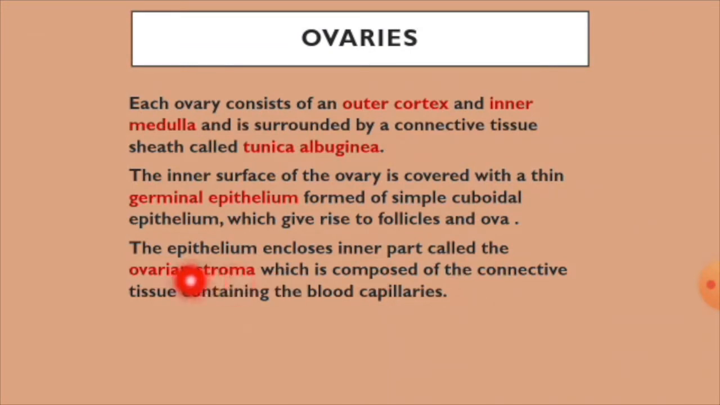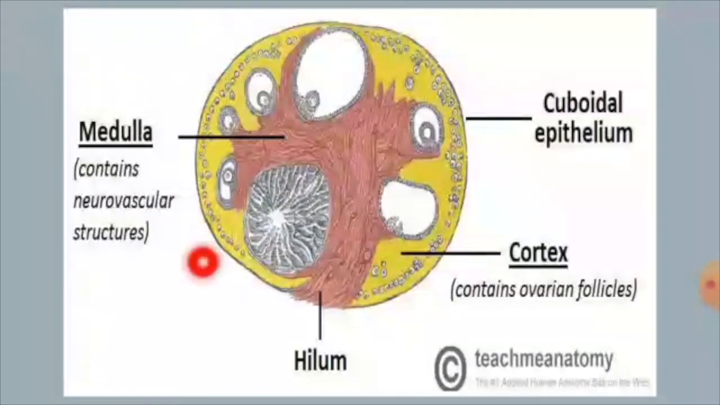Next, we are discussing the internal structure of ovaries. Each ovary consists of an outer cortex and inner medulla and is surrounded by a connective tissue sheath called tunica albuginea. The outer surface of the ovary is covered with a thin germinal epithelium formed of simple cuboidal epithelium, which gives rise to follicles and ova. The epithelium encloses the inner part called the ovarian stroma, which is composed of connective tissue containing blood capillaries. This is the internal structure of the ovary.